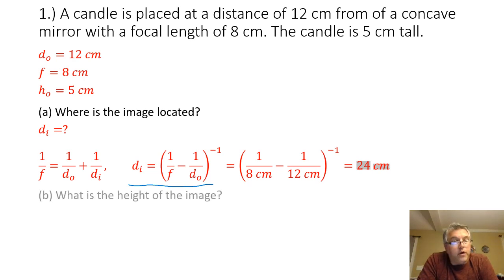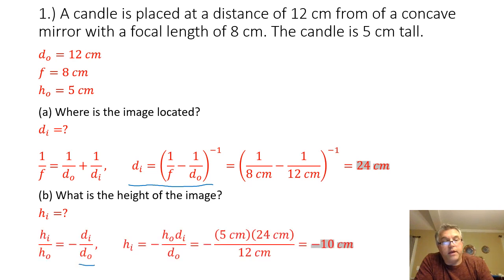The second part of the problem asks, what is the height of the image? So we are looking for the image height. I can use my magnification equation that compares the image height to the object height to the negative of the image distance versus the object distance. Solving that for the image height, I have the image height equals the negative of the object height times the image distance divided by the object distance.